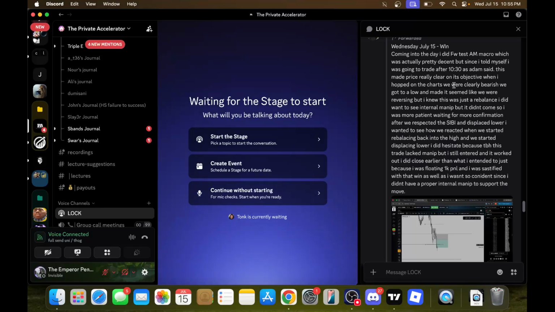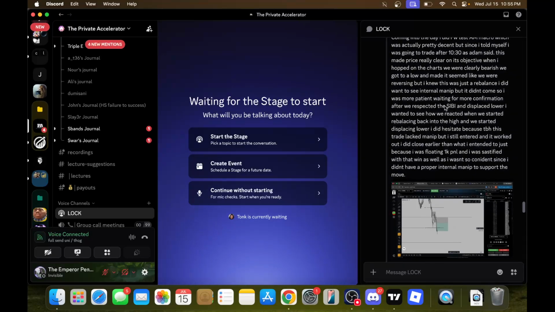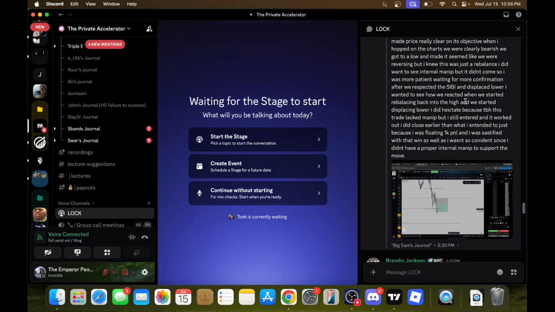Price was really clear on its objective when I hopped on the charts. We were clearly bearish. We got to a low and made it seem like we were reversing, but I knew there was just a rebound. I didn't want to see an internal rip, but it didn't come, so I was more patient, waiting for more confirmation. After inspecting the CB and displacing lower, I wanted to see how we reacted.